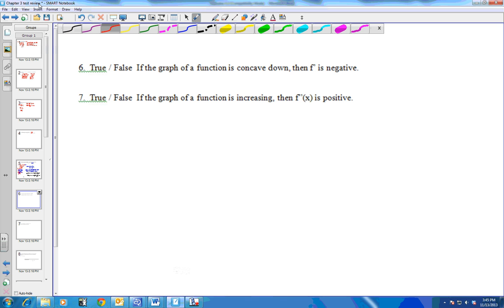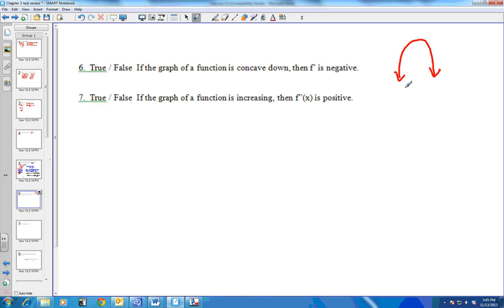Okay, number 6. True or false, if the graph of a function is concave down, then f prime is negative. Okay, so I always need to look at a picture. Here's a graph that's concave down. So, is f prime always negative?